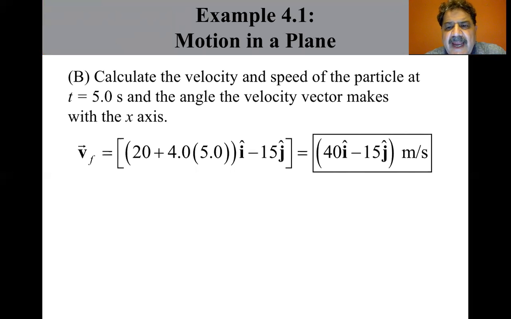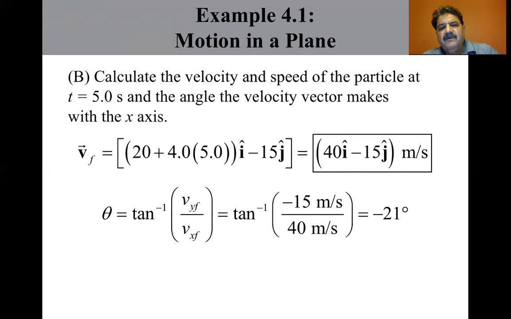Now to determine the angle, what do we do? We take the arctangent, or the tangent inverse, if you'd rather use that, of Vy final over Vx final. So this is the tangent inverse of minus 15 meters per second over 40 meters per second. And we get 21 degrees.